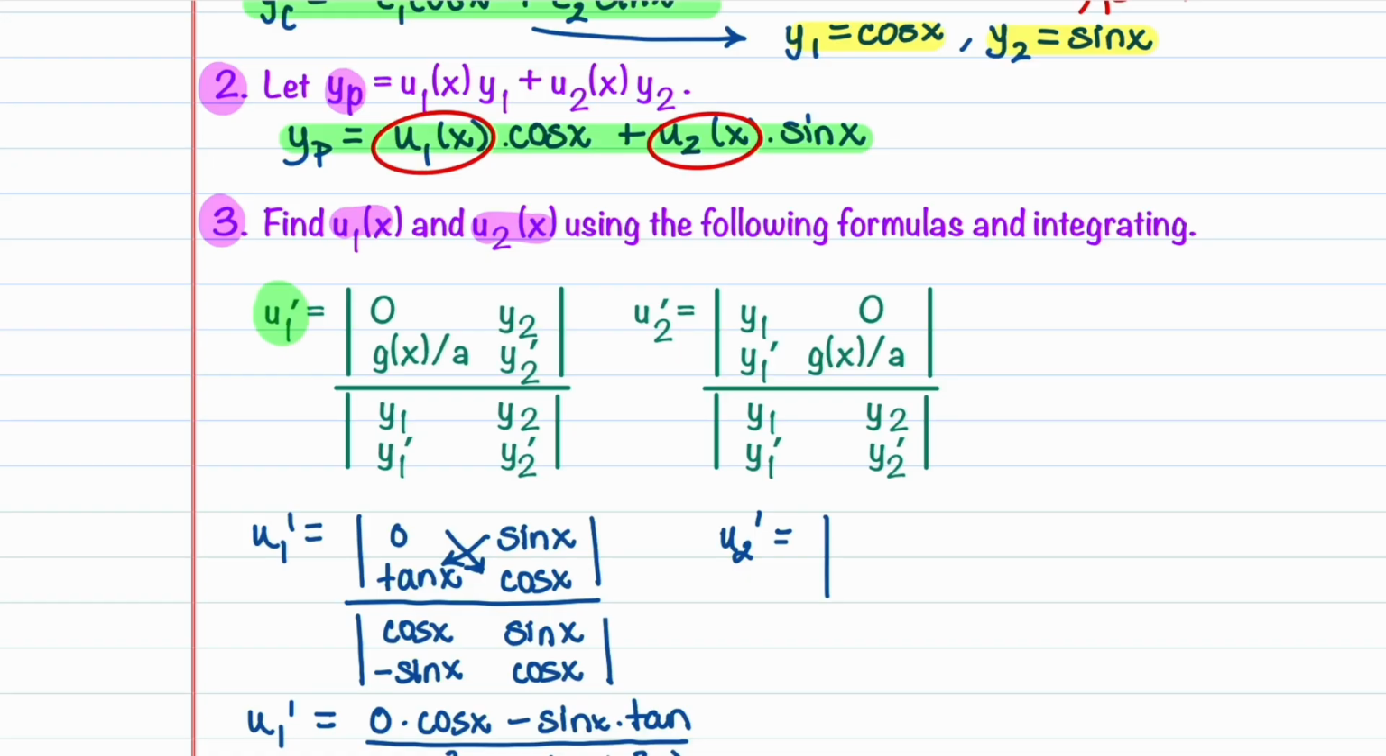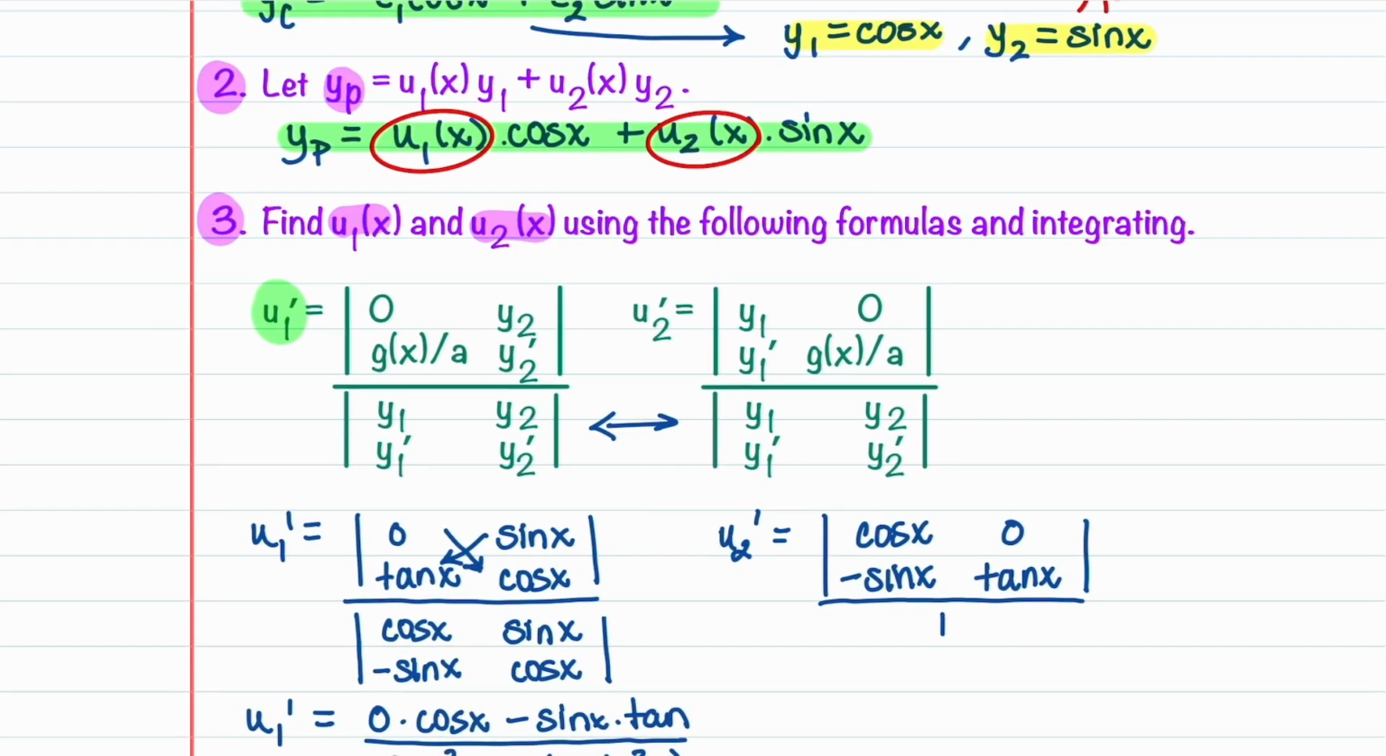It is Y1, which is our cosine, and then Y1 prime below that, which is minus sine x. And then upper right is a 0, and then our g of x, that was our tangent x. And our a was 1. And then here's the nice thing. These denominators are the same thing, which is great because we already know that the denominator is equal to 1. So we don't even have to do anything else.